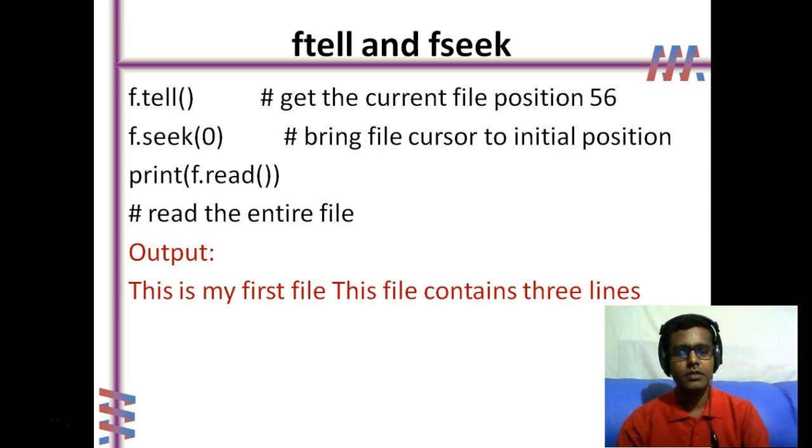Now I am giving the statement f.read. What it will do is read the entire contents of the file, and those contents will be printed with the help of the print statement. So my output is, this is my first file, this file contains 3 lines. That is my output.